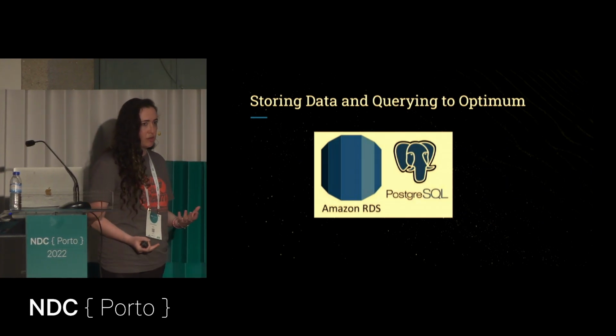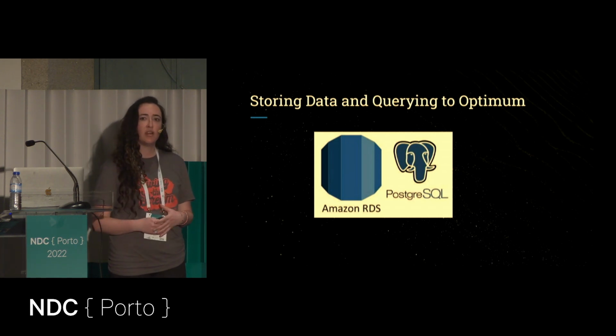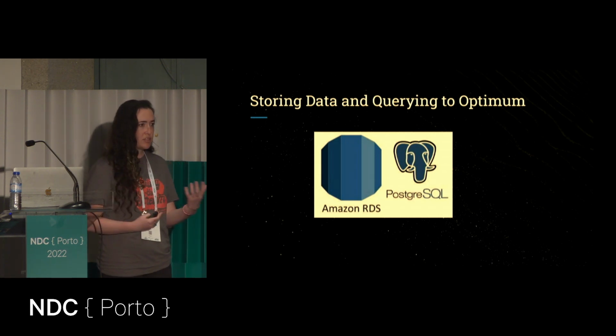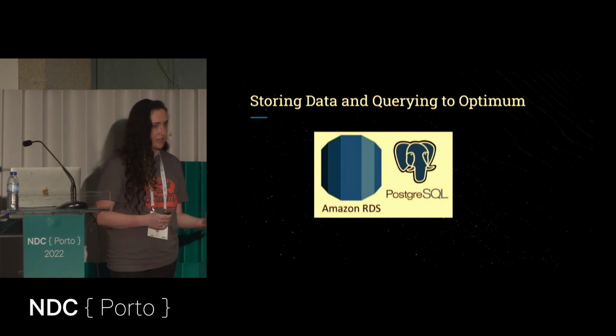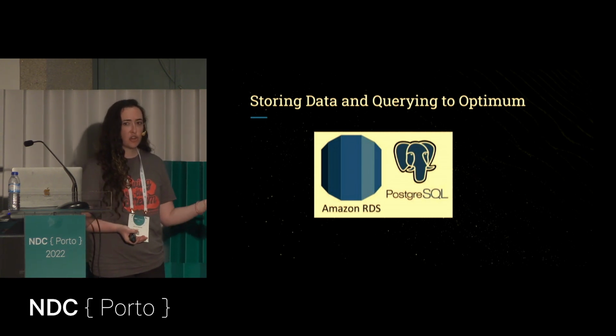So we've decided to store all of our data in PostgreSQL. On AWS, you do have that service. It's called RDS, so we've chosen RDS. We have a PostgreSQL there. Why Postgres? Well, essentially, the data is structured.